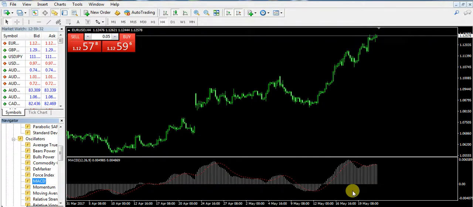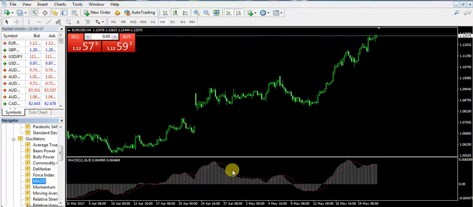Now we'll see that the bars appear either above the zero level or below the zero level, like they do over there. When the bars appear above the zero level, we say that MACD is in positive territory. And when the bars appear below the zero level, we say that the MACD is in negative territory.